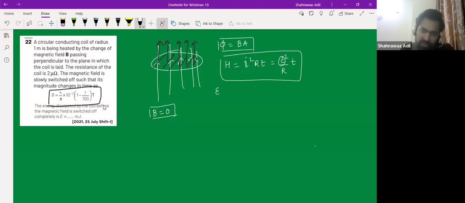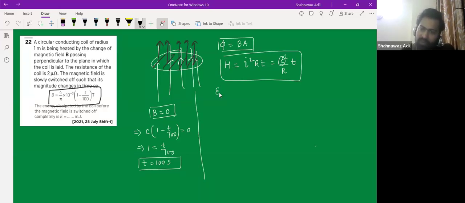So when will it become zero? If we put it equal to zero, the constant 4 by pi times 10 to the power minus 3 Tesla stays on the right hand side, and 1 minus t by 100 becomes zero. So 1 equals t by 100. So at t equal to 100 seconds, the magnetic field is zero. So we have to find the energy at this time.